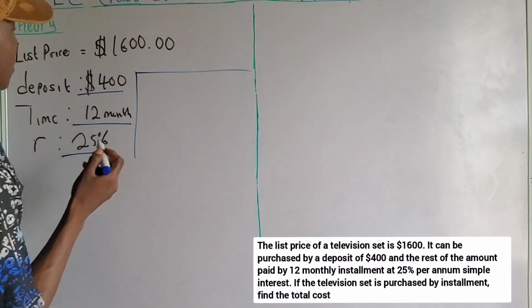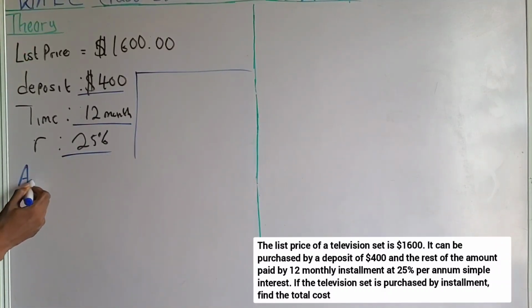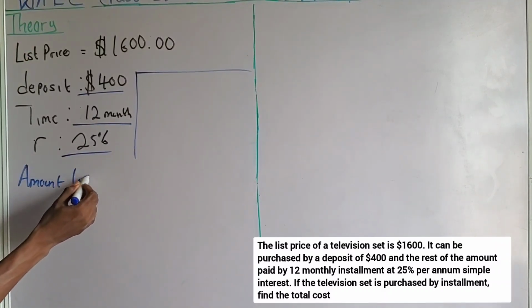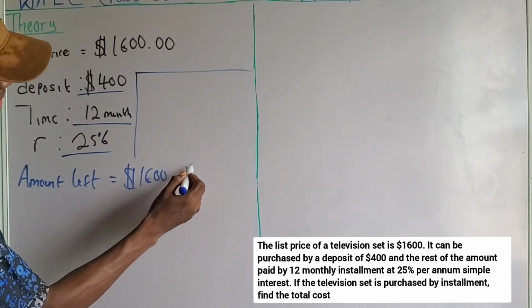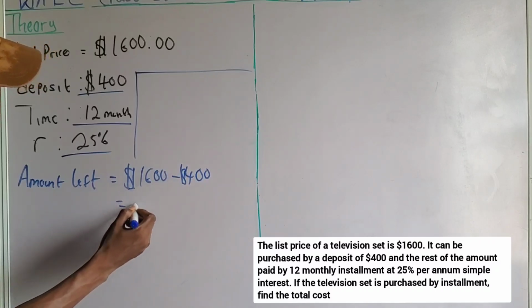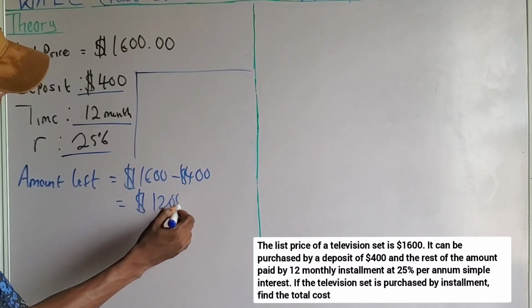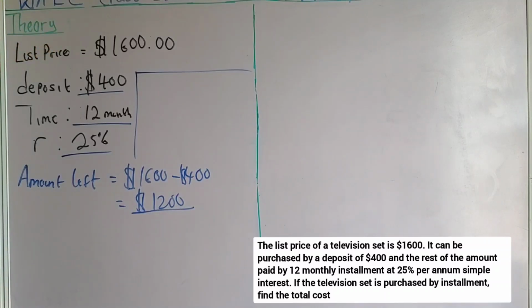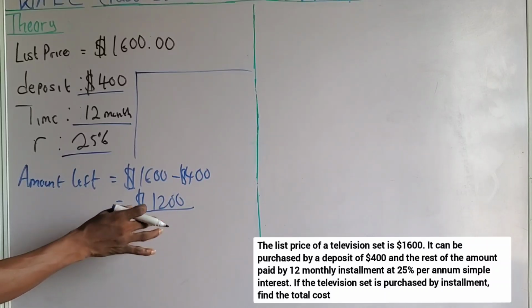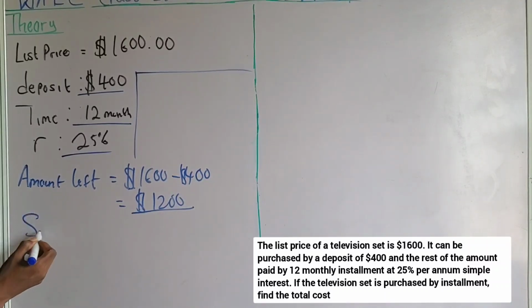Now, if you pay $400, how much will be left for you to pay the seller? The amount left after paying $400 will be $1,600 minus $400, so that will be $1,200, right? Now, if you want to pay this $1,200 within the range of 12 months, that means you're going to add interest. So let us calculate the interest that is going to be on top of this money, using simple interest.